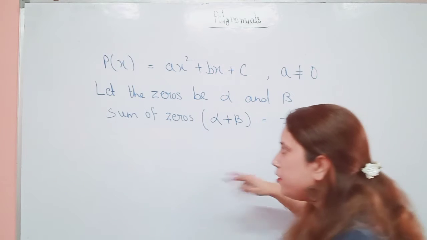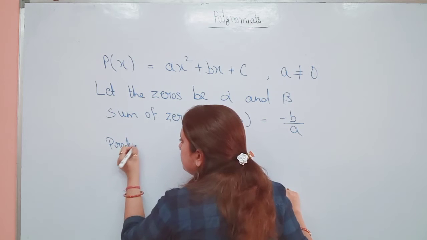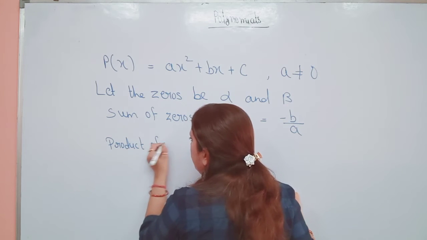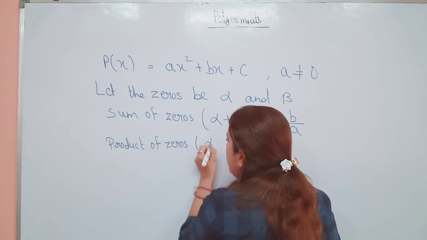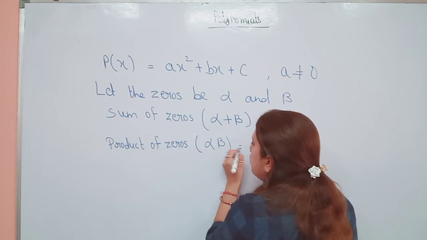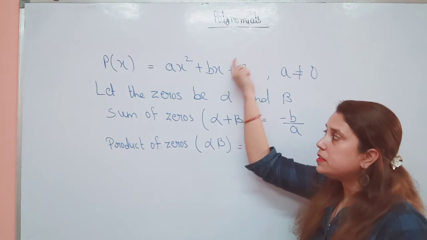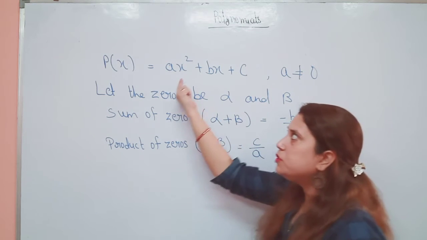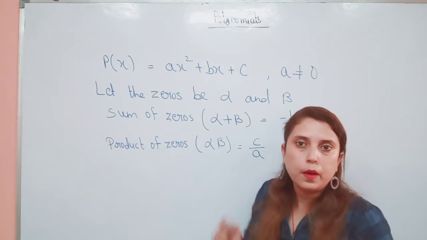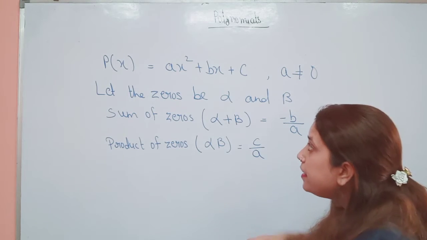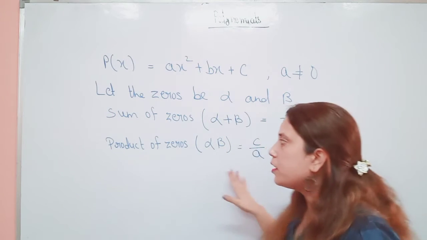Now the second relation is the product of zeros, which means alpha beta. Product of zeros is c upon a, where c is the constant term and a again is the coefficient of x square. Okay beta. If the degree is 2, there are 2 relations, sum of zeros and product of zeros.